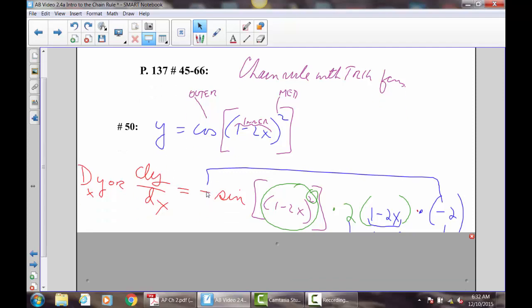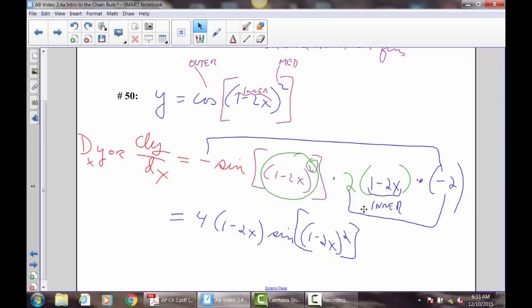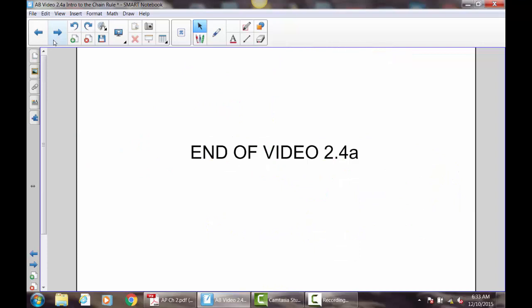would be the outer function is the cosine of a thing. The derivative of that is negative sine of a thing. Then the middle function is the square of something. The derivative of the square of something is 2 times that something to the 1. And finally, your inner function is 1 minus 2x. The derivative of that is negative 2. And then we just kind of simplify. And that's the end of video 2.4a.